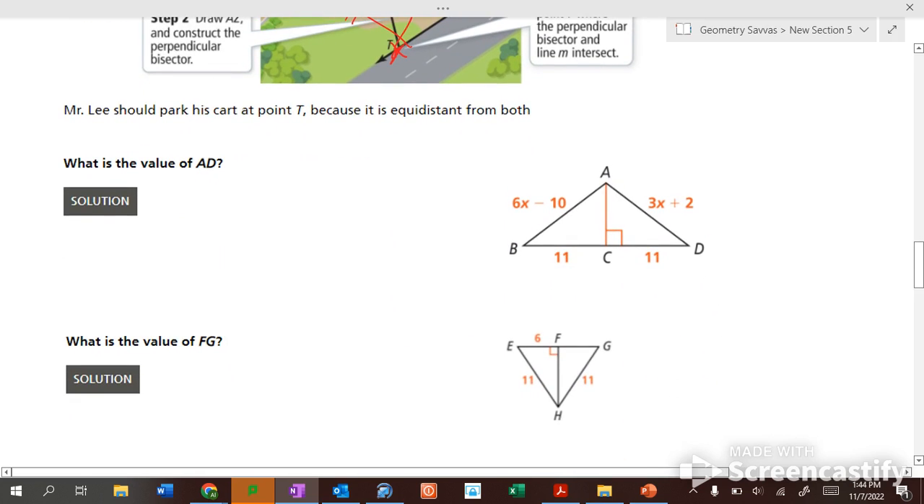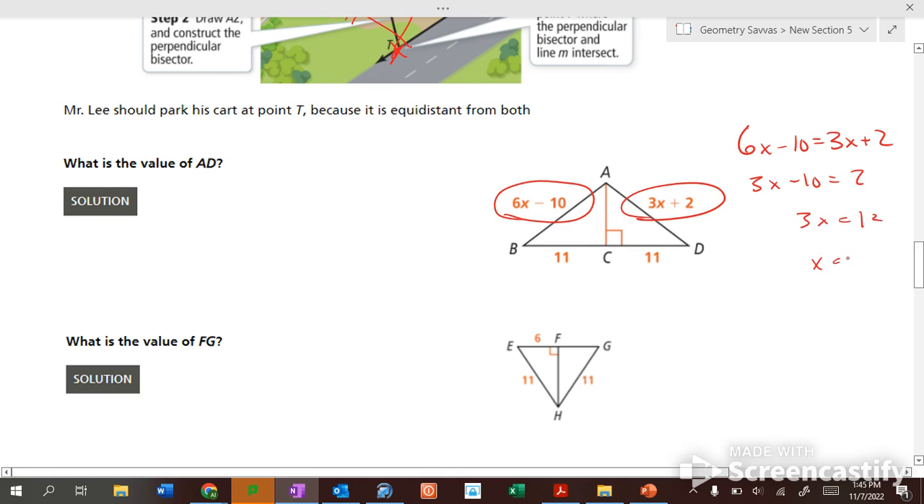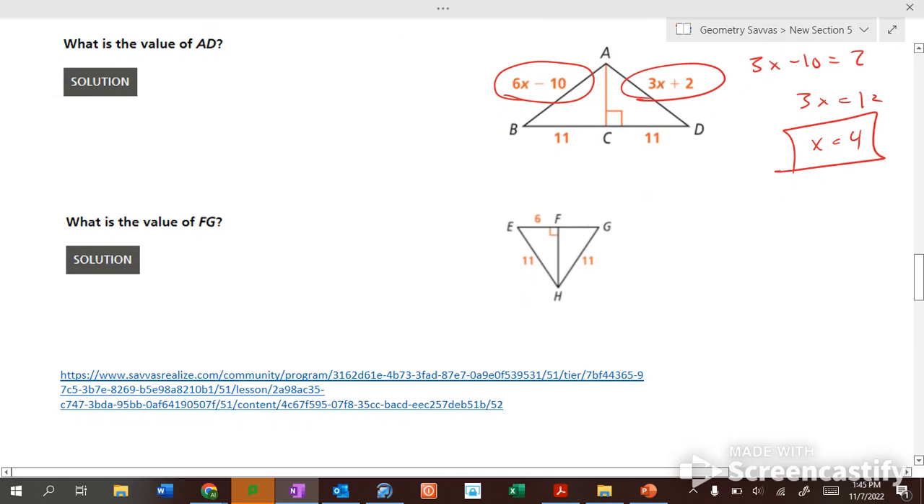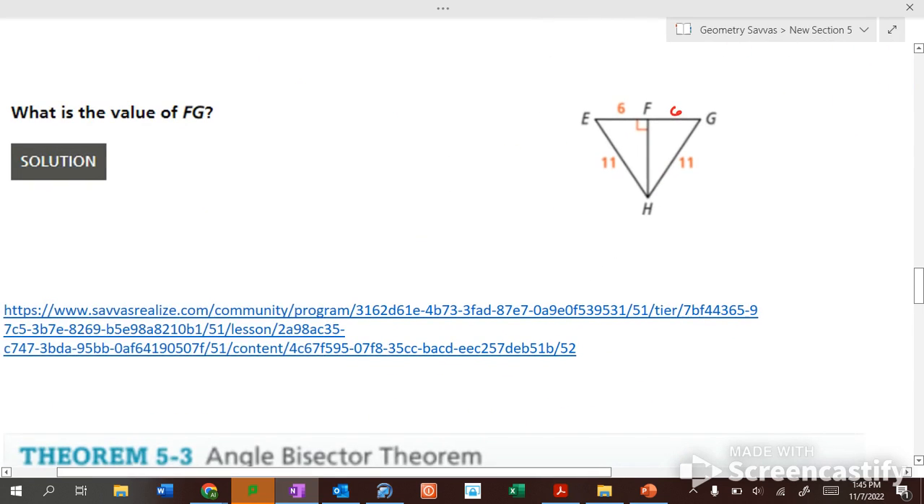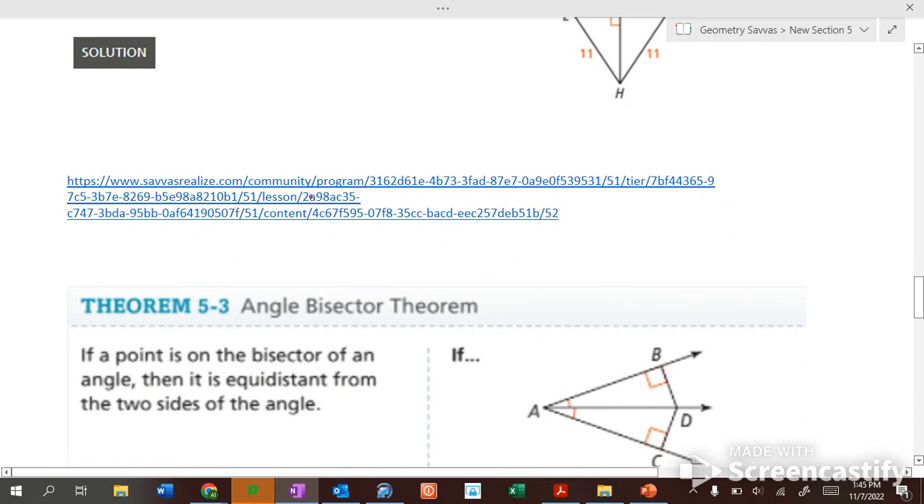So, what types of problems are going to explain that? Well, these types of problems. When you get to the problems, if it looks to be equal, then you set them equal to each other. These look to be equal, so you set them equal to each other. So if you subtract 3x from each side, 3x minus 10 equals 2. Add 10, 3x equals 12. So x equals 4. If it looks to be equal, it must be equal. If you put in a 4, you get 24 minus 10, which is 14. 3 times 4 is 12, plus 2 is 14. That makes everything equal. How long do you think FG is? 6. If it looks to be equal, you can plan on it being equal. Okay? All right.